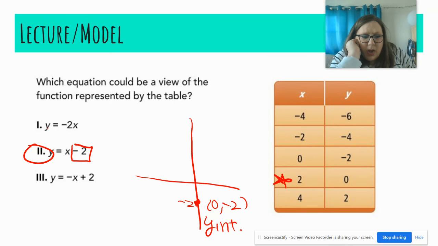It's not option 1 because that would have a 0.00, and this does not show the 0.00. And then this would have a y-intercept of positive 2, but it's negative 2. So it would be option 2.